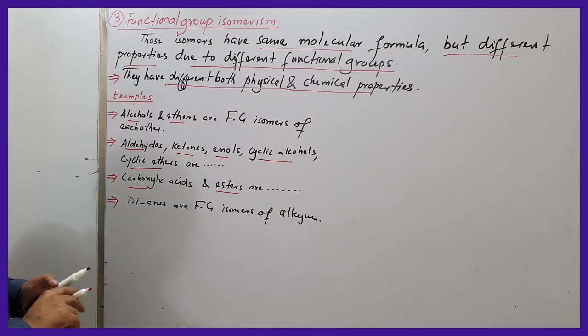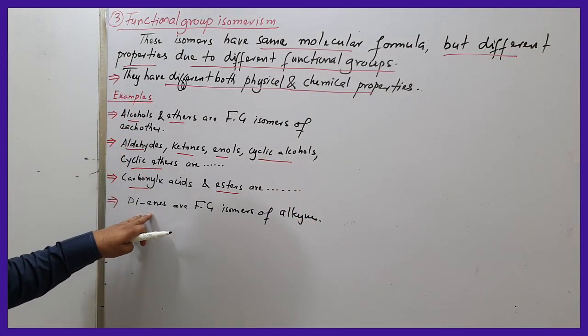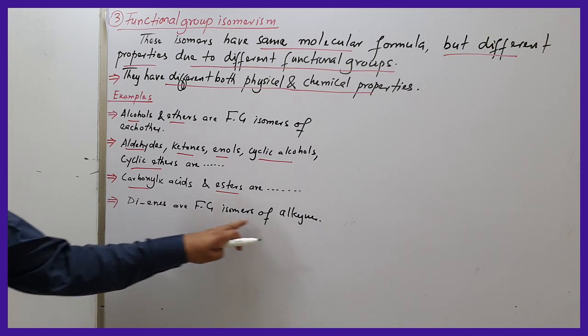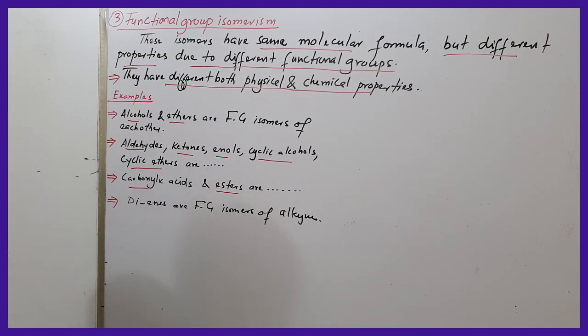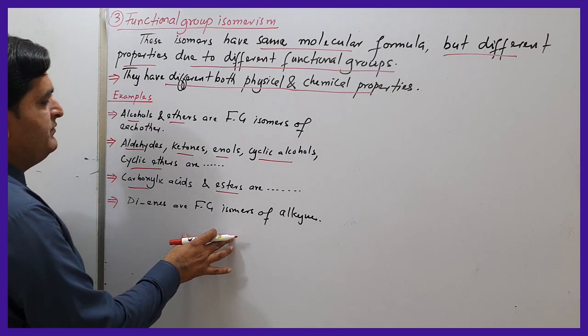So they are also functional group isomers. Here dienes are the compounds having two double bonds, and alkynes have triple bonds. They are also functional group isomers of each other.